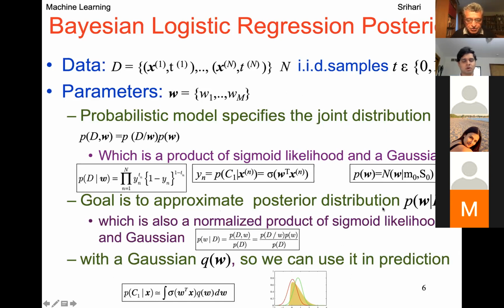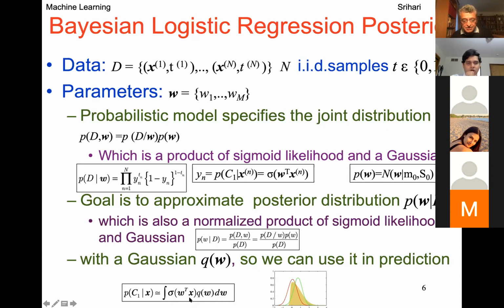The goal is to approximate the posterior distribution P(w given D) with a Gaussian q(w), because P(w given D) involves a product of a sigmoid likelihood and a Gaussian. We're saying that product can be replaced by a Gaussian, so we can use it in prediction. And what is prediction? I give you a new x and tell me the probability of C1. That is going to be given by sigmoid of w transpose x.